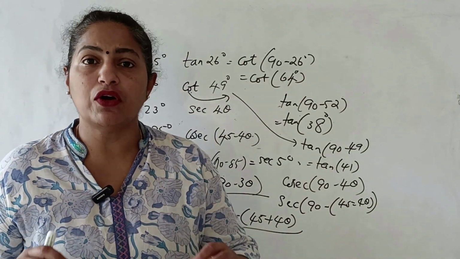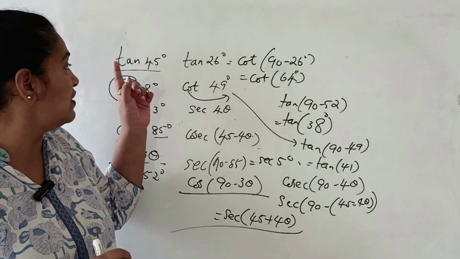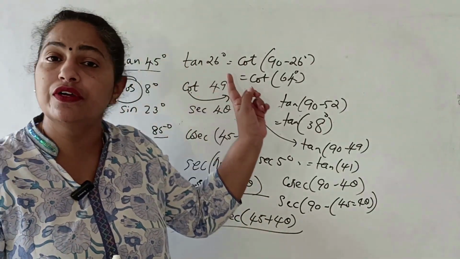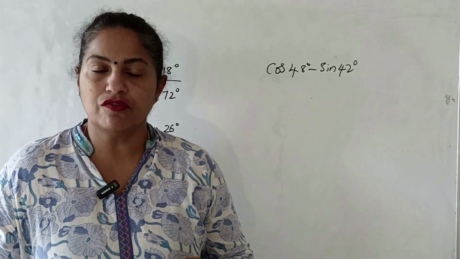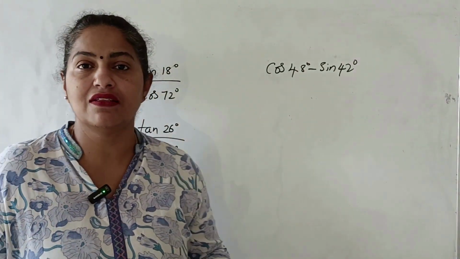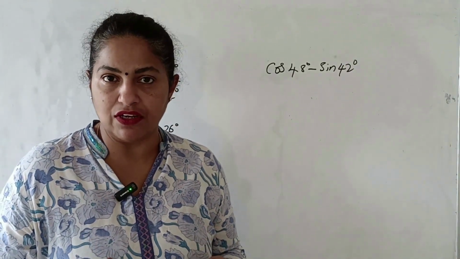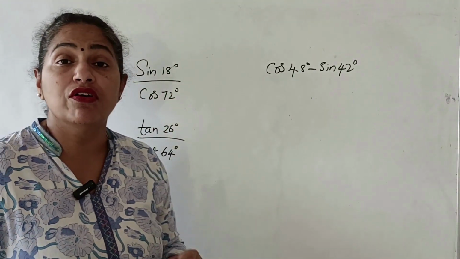Okay. So I hope now you are clear how to apply the complementary angles and convert one trigonometric ratio into another. These sums are taken from NCERT. So when you check the exercise, you can see that these are the first 3 sums under the complementary angles. So let us see how we can do these kind of sums. Sin 18 by cos 72.